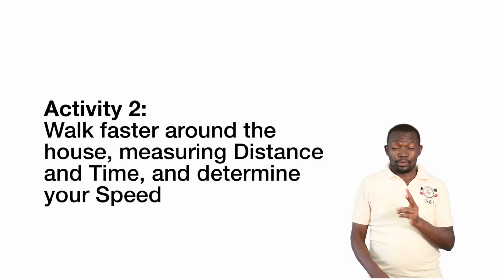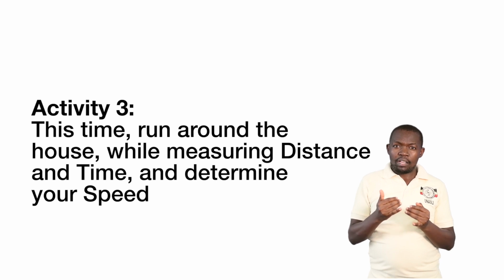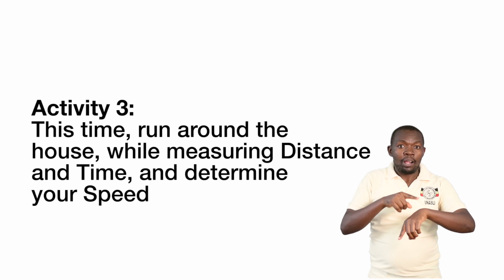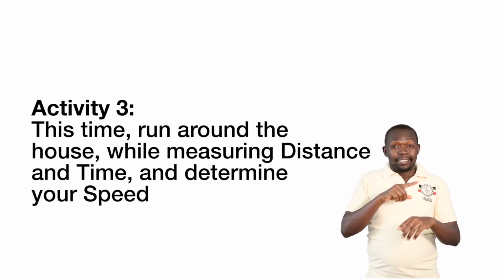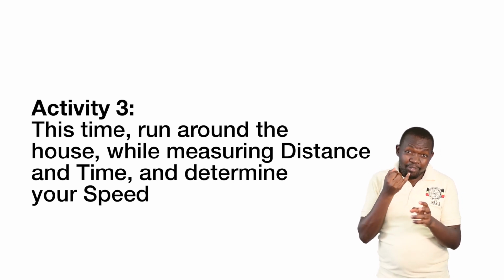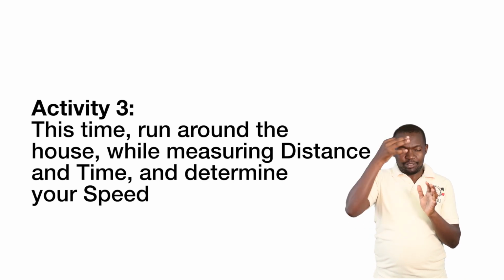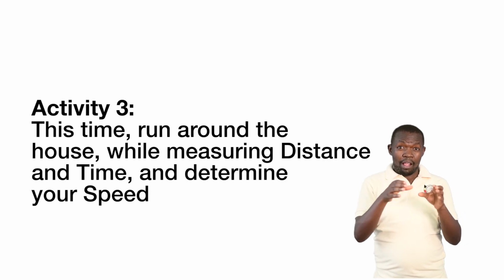And then after you've walked around faster, try running around the house. Determine the time you take while running around the house. You then get that new time and feed it into your formula. Determine that speed. After you've gotten these 3 categories of answers, try to compare them. Are they the same? What do you conclude from your experiment or demonstration?